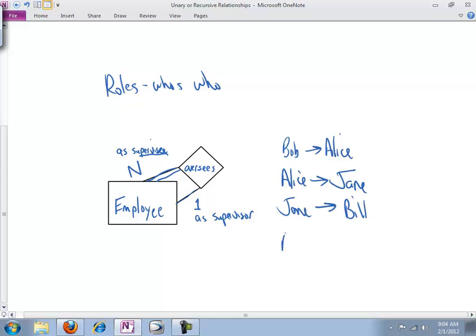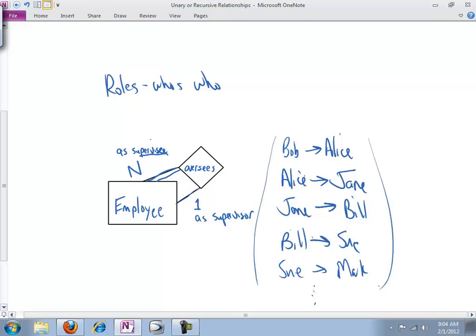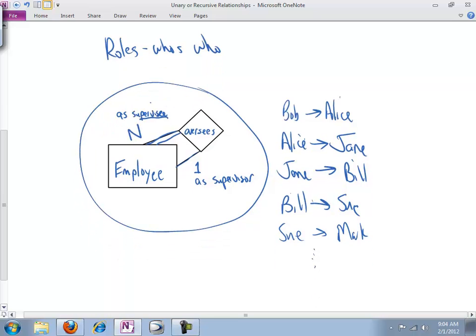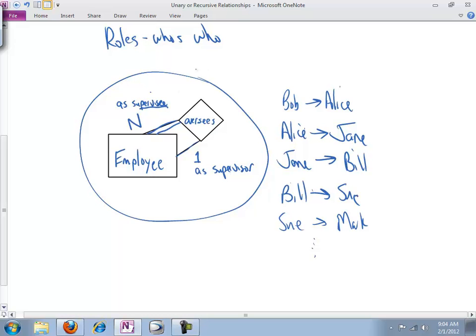And if this is a big organization, this can go on and on. Bill, in turn, reports to Sue, and Sue to Mark, and so on and so on. So you know who Bob's supervisor is, but you in turn need to know that supervisor's supervisor, and that supervisor's supervisor, and so forth. This can be represented in SQL. This is a hierarchy. It is not elegantly represented in SQL compared to some other alternatives, but it works. You use a unary relationship to accomplish it.